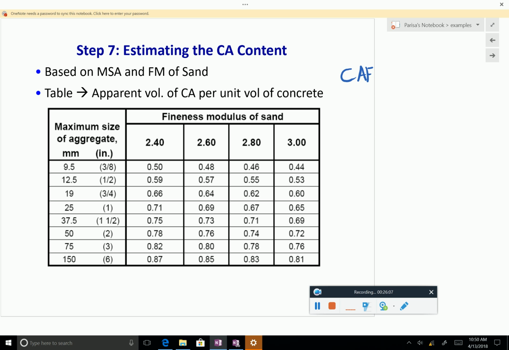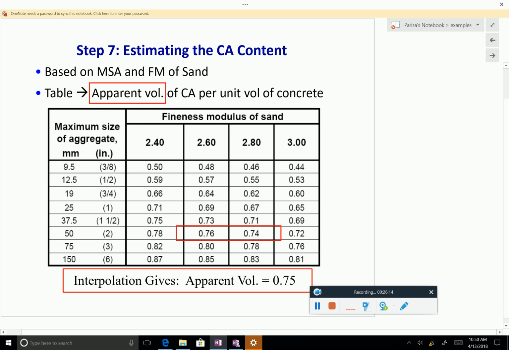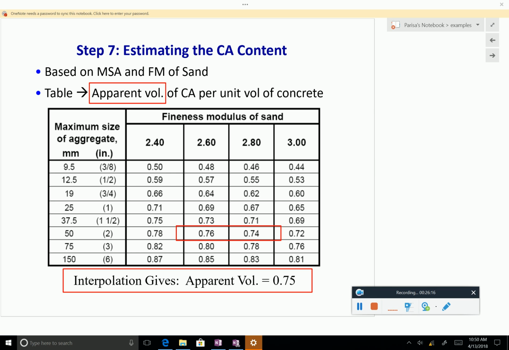So we have the fineness modulus, we have the maximum aggregate size. Fineness modulus is here, maximum aggregate size. So again, take note, if you see CAF, that's what it means, right? And then you make an interpolation, in this case it's an average, and you get 0.75.